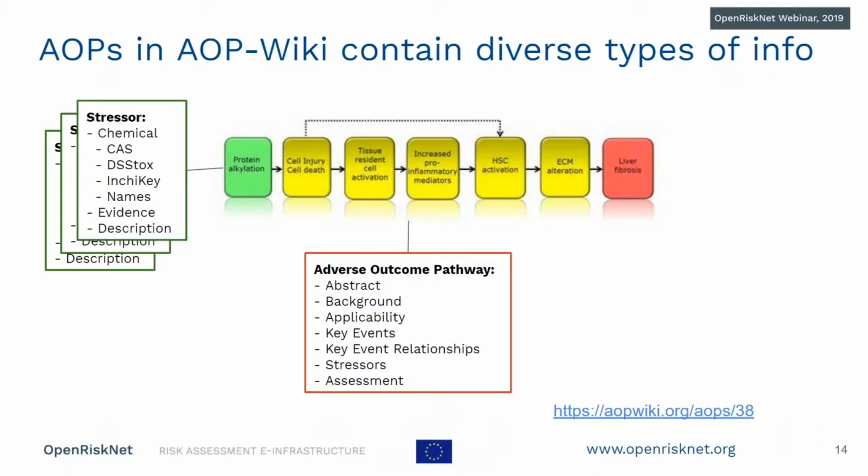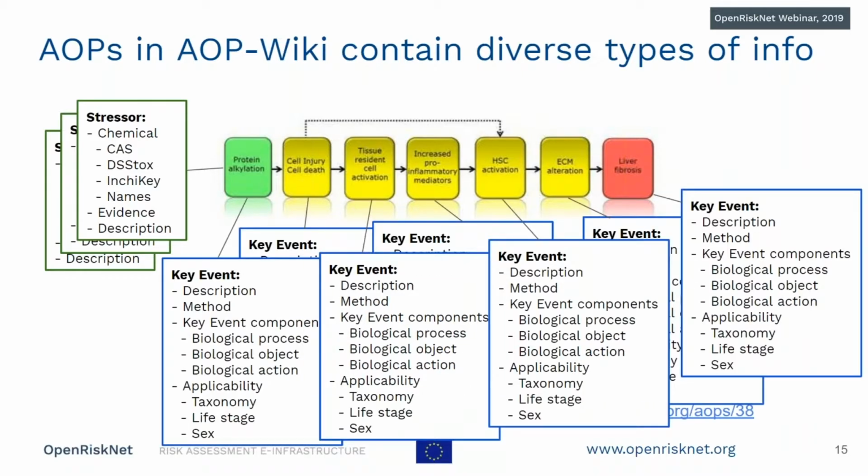Next, there are the stressors that link to the molecular initiating event, which are often chemicals, but can be other things as well, and have some information about evidence and a description of the stressor. Then there are the key events, which by themselves are separate entries in the AOP-Wiki and contain a lot of information, all stored in one large page.